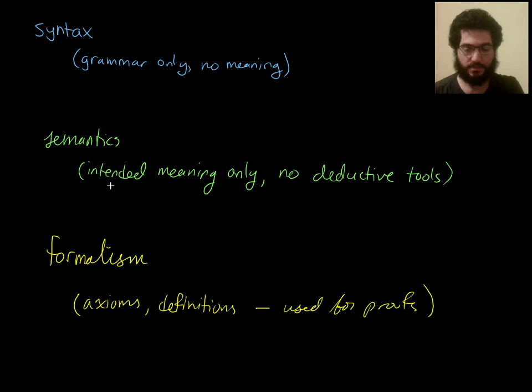Semantics is when I'm introducing the meaning, and only the meaning, but I'm not giving you any deductive tools. I'm just telling you what people are intending for a symbol to mean when they go to make up the formalism. And then the actual formalism provides the deductive tools. That's what we use for proofs, and that includes axioms and definitions.